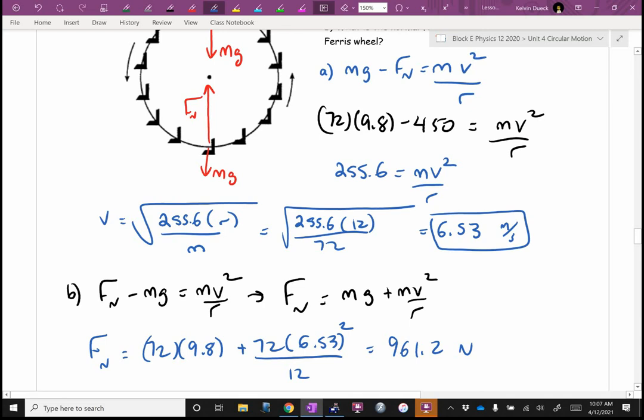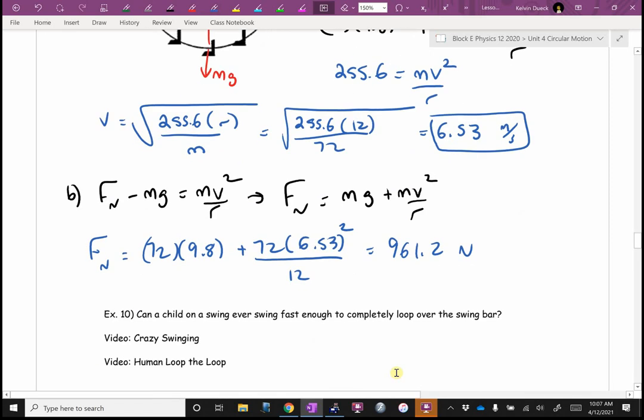How many of you have ever gone on a swing set before? How many of you have tried to swing as high as you can to see if you could loop and go all the way around? Here's the question. Can a child on a swing ever swing fast enough to completely loop over the swing bar? Kai nods. You think so? Let's say unaided, so unassisted. Nobody giving you a massive push. Can you?